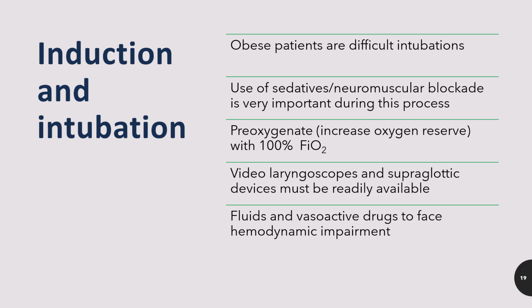Another very important step is to pre-oxygenate the patient. I can't stress enough how important it is to increase their oxygen reserve. Again, be ready with some video laryngoscopes and other supraglottic devices in case something goes wrong. A lot of times these patients have some form of hemodynamic impairment during intubation. Again, you need to have fluids and vasoactive drugs in case something like this happens. So these are very important safety features, especially with the obese patient.